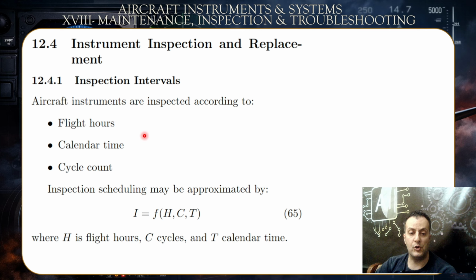And calendar time. Inspection scheduling may be approximated by a function, I being a function of H, C, T, where H is the flight hours, C is the number of cycles, and T is the calendar time.